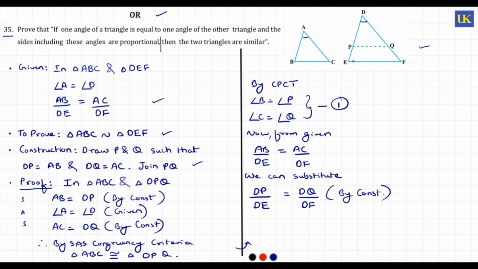Now see here, what I did is dP upon dE is equal to dQ upon dF. And now I can say that by the converse of BPT, if two sides are proportional, then PQ is parallel to EF. PQ is parallel to EF. We'll solve the remaining part on the next page, guys.